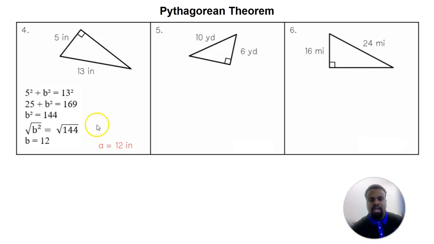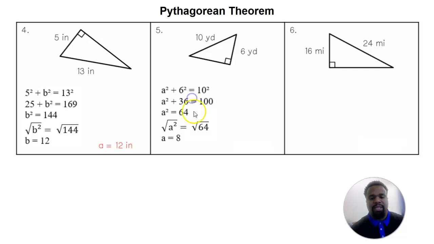Okay, let's take a look at number 5. Again, the leg of 6 is given and the hypotenuse of 10 is given. We use our Pythagorean theorem: A squared plus 6 squared equals 10 squared. 6 squared is 36 and 10 squared is 100. So our equation will look something like this: A squared plus 36 equals 100. Or if you had 36 plus B squared equals 100, it still would work.